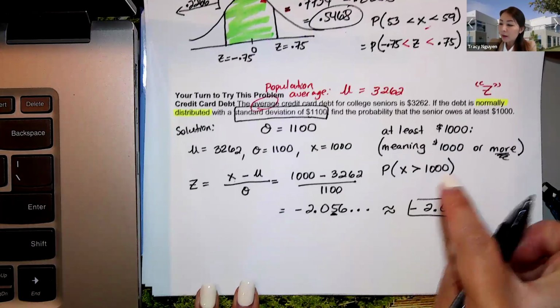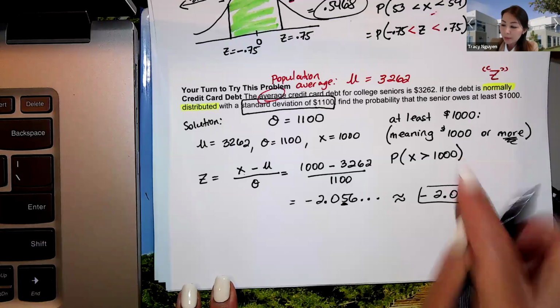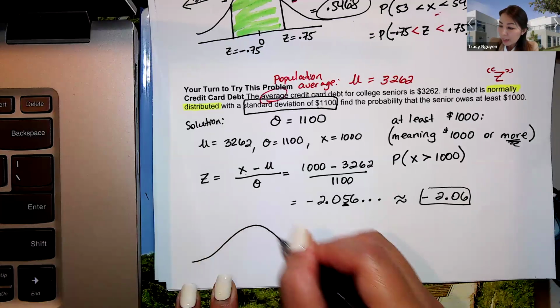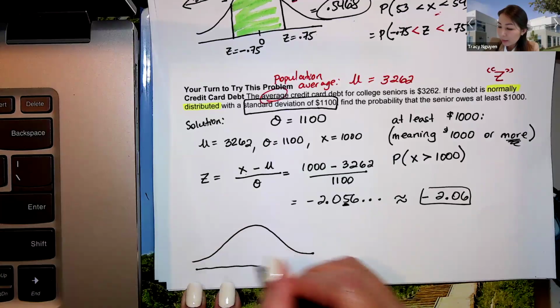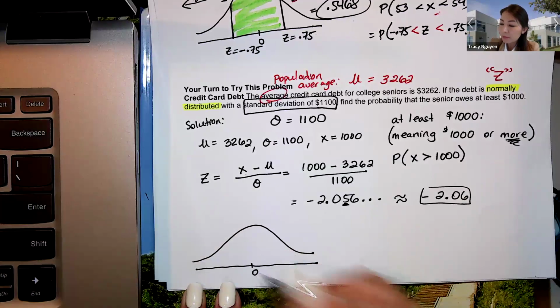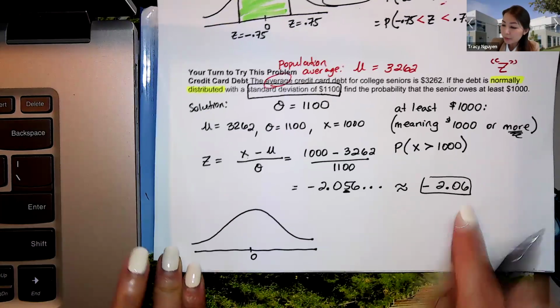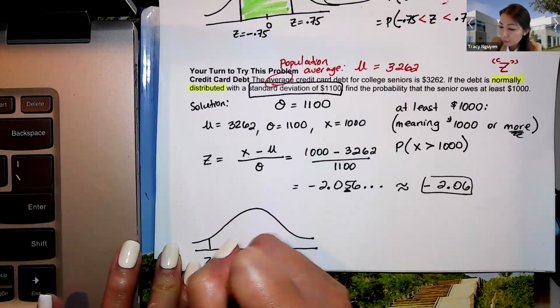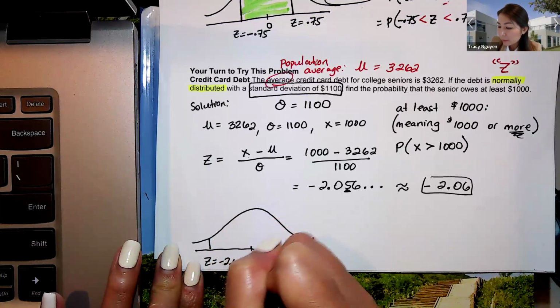Okay, we started out with our problem in terms of x. We now can write our problem in terms of z. So our z value is negative 2.06. We're going to mark it to the left of 0.